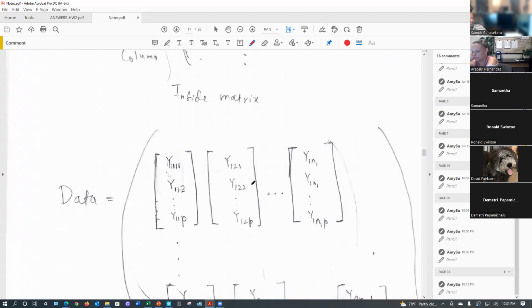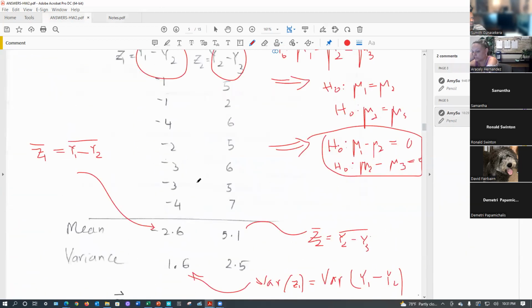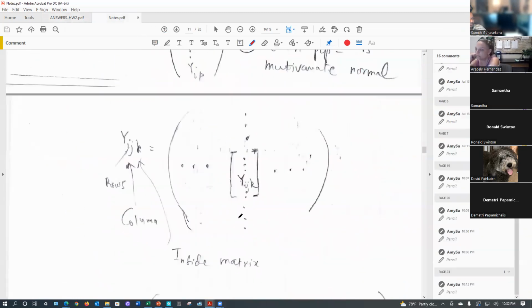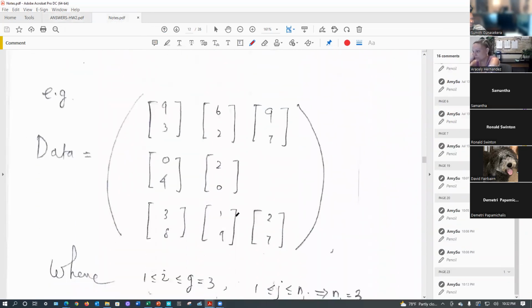Okay, let's get back to Z1 and Z2 here. See? 2 variables, 2 variables, 2 variables. How many groups? You can consider this as one group. One group, 2 variables. How many n? 1, 2, 3, 4, 5, 6, 7. Same thing being flipped over here.